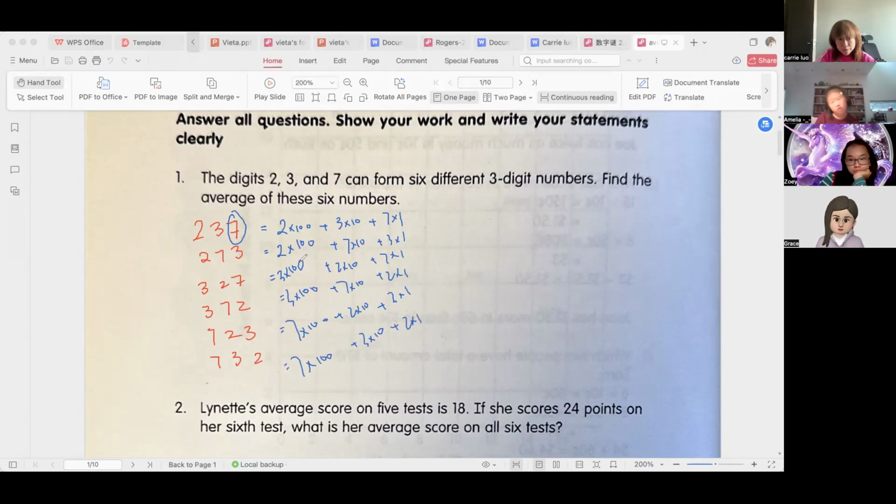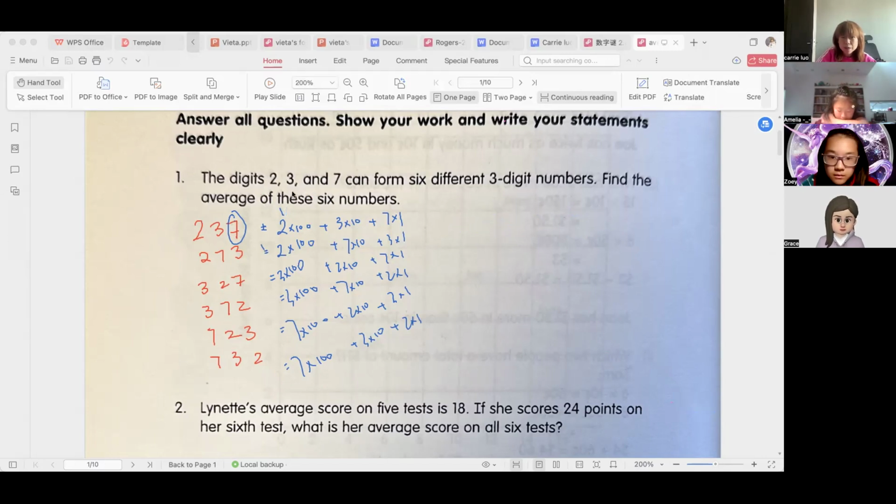Okay, so let's take a look at this one. If you take a look at the 100 part, is it 2 times 2 plus 3 times 2 plus 7 times 2? Oh, sorry, it's too quick. Let me do it step by step.